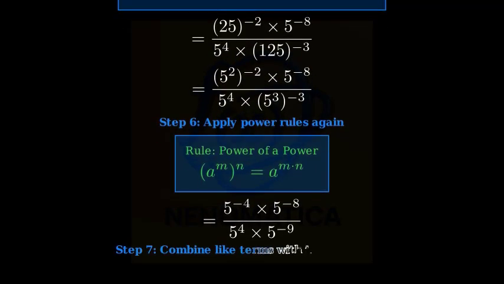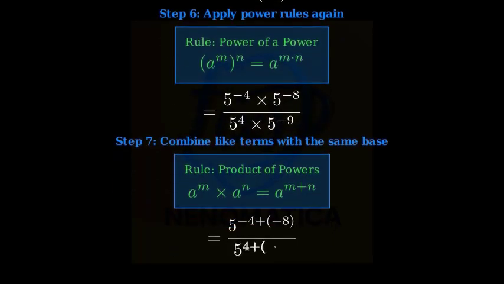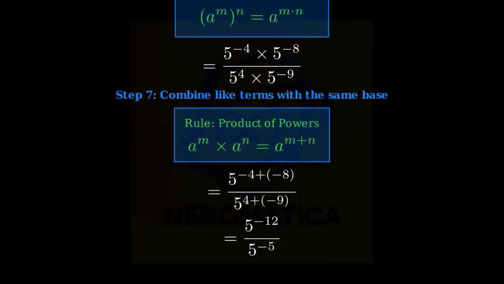Now, let's combine like terms. In the numerator, we have 5 to the negative fourth power times 5 to the negative 8th power, which equals 5 to the negative 4th plus negative 8th power, or 5 to the negative 12th power. In the denominator, we have 5 to the 4th power times 5 to the negative 9th power, which equals 5 to the 4th plus negative 9th power, or 5 to the negative 5th power.